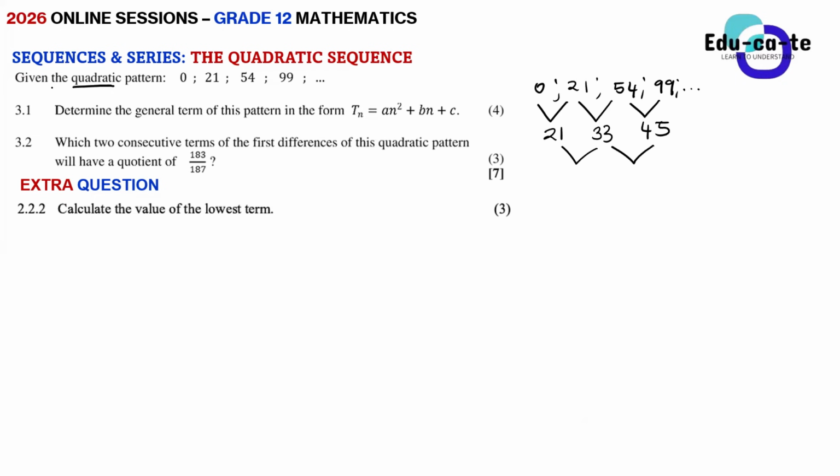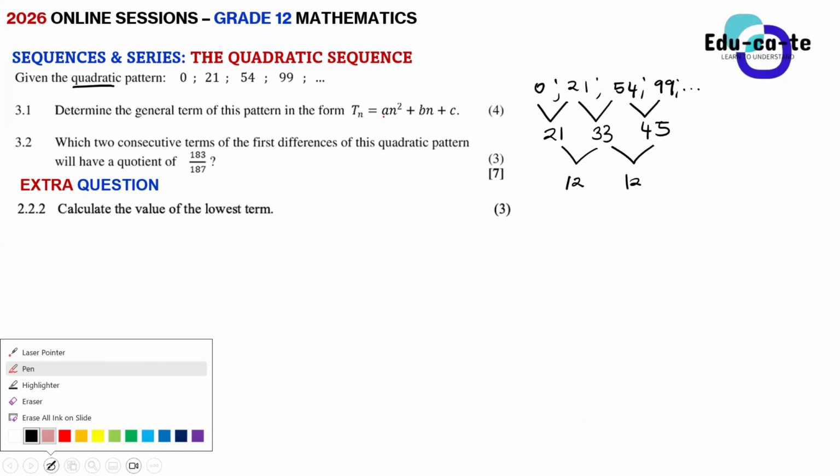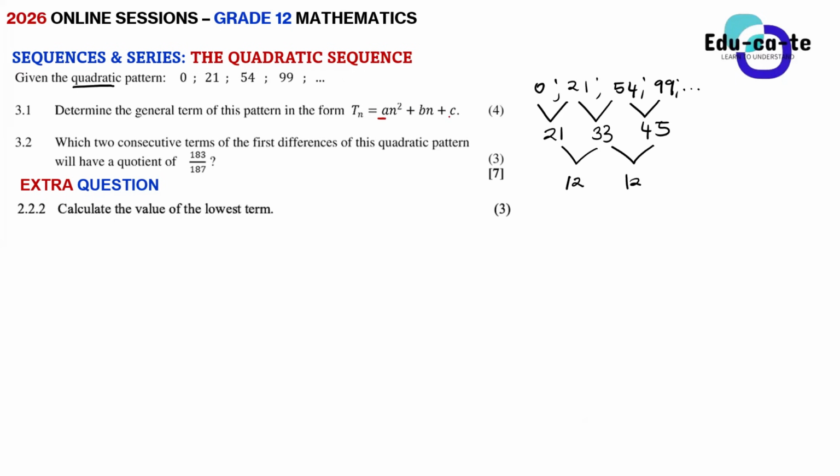quadratic, so you already know that the difference you expect to find here must be a constant one. So if I say 45 minus 33, what do I get? 12. 33 minus 21, 12 as well. You see that, right? So this one is pretty clear, guys. You just need to find the values of A, B, and C, and substitute them into this to find the general formula.